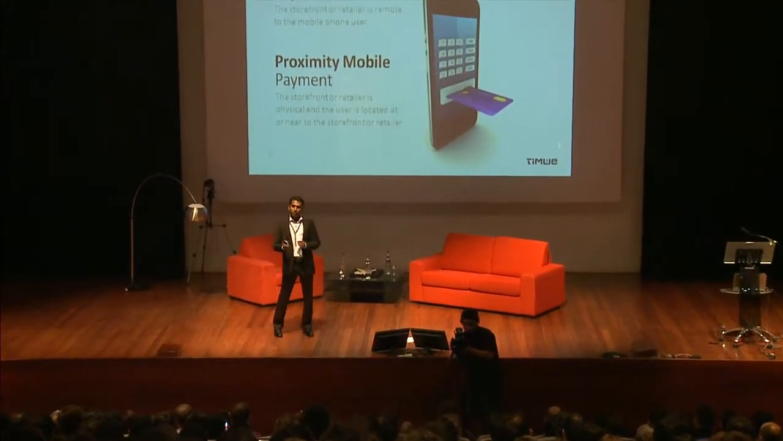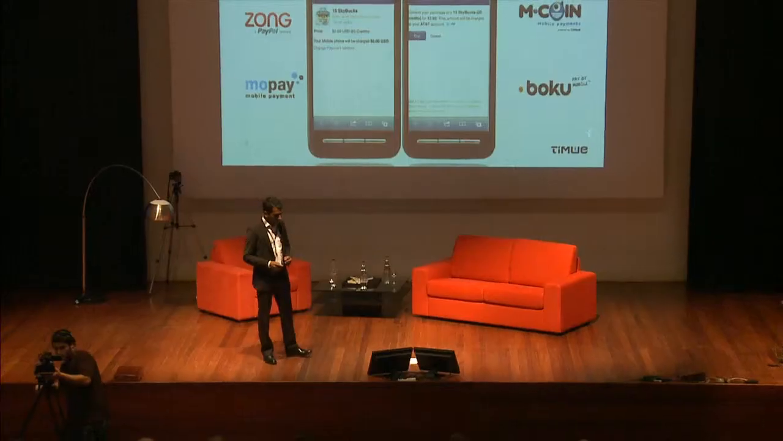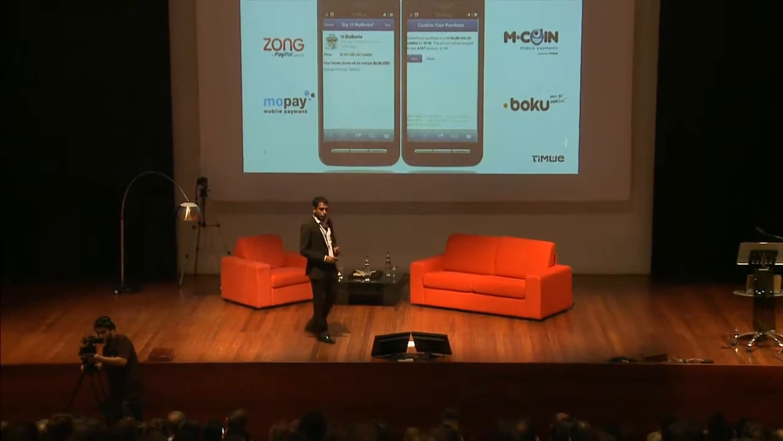Remote mobile payments could be basically where a merchant is on the other end of the globe. You are using your mobile to make payments to him, either transfer money or use credit cards on your mobile phone. This remote mobile payments can further be split up into three. The first one is direct to bill.